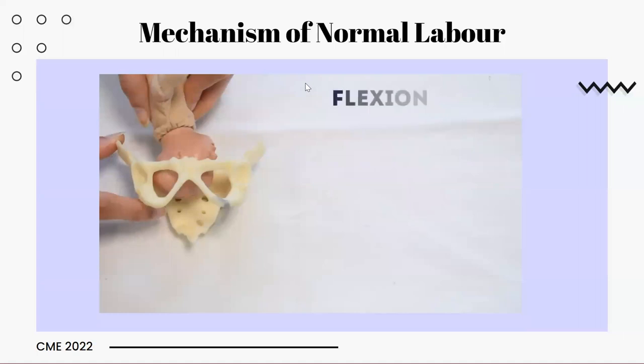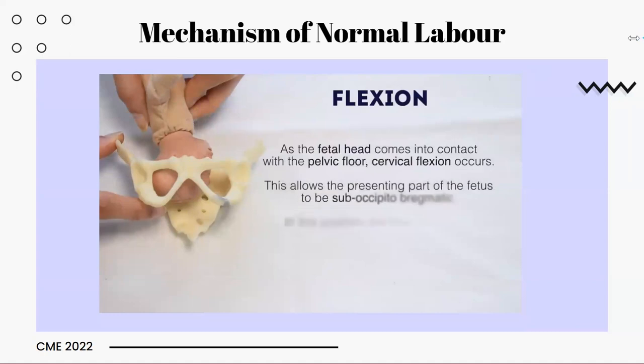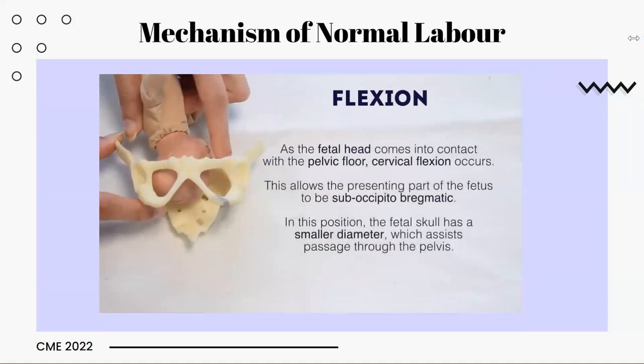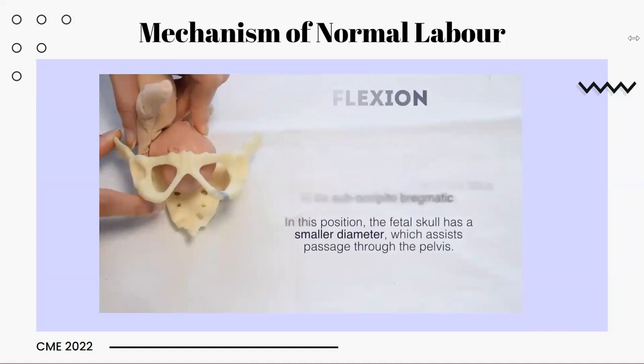Flexion. As the fetus descends, its head comes into contact with the pelvic floor. This causes flexion of the fetal head, chin to chest, allowing the presenting part of the fetus to be the suboccipitobregmatic diameter. This creates a smaller diameter for the passage through the pelvis.